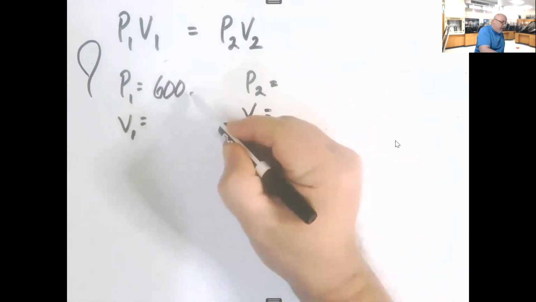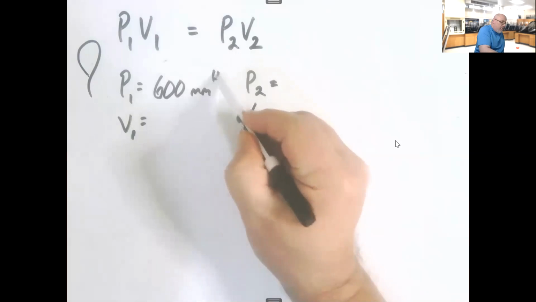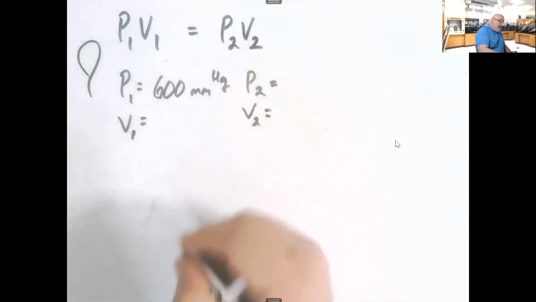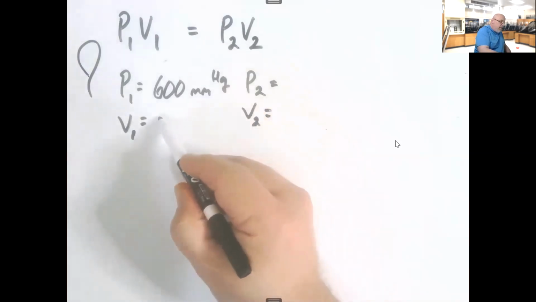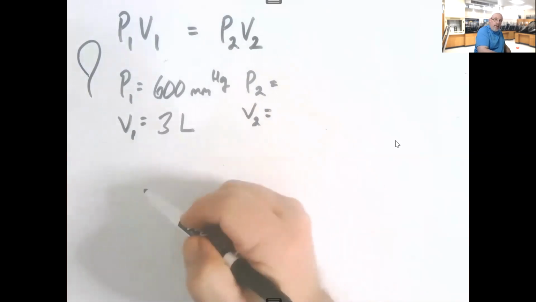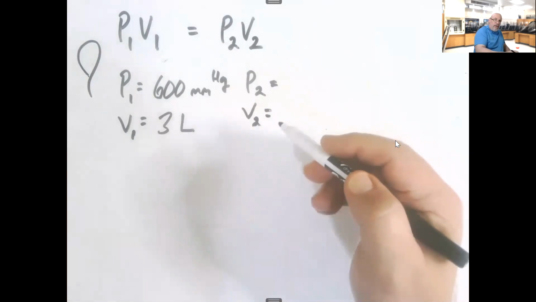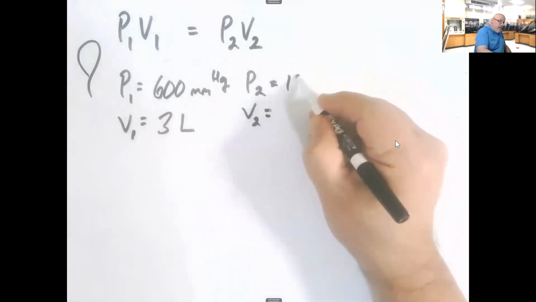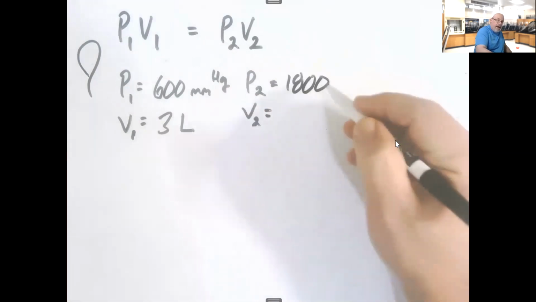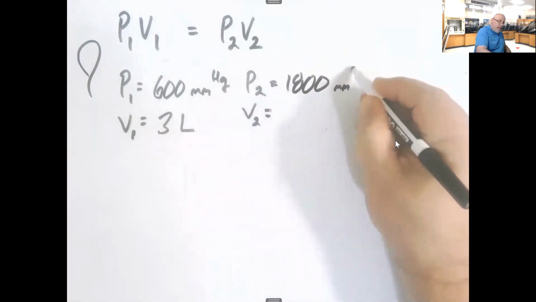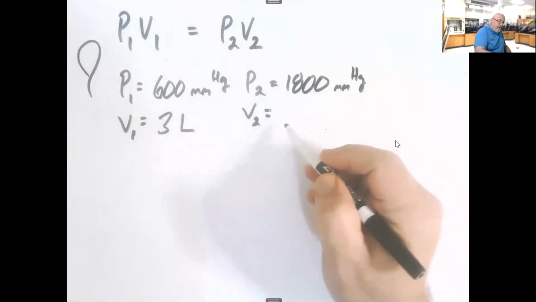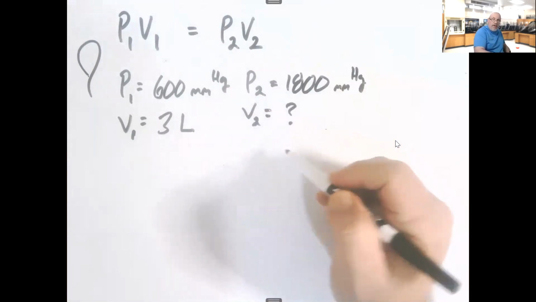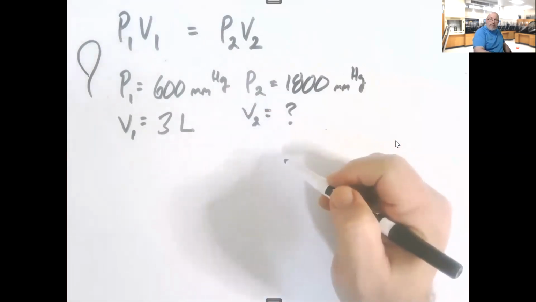We'll say it's in millimeters of mercury, and I'll go 600 millimeters of mercury. And the volume of the balloon will be 3 liters. And then at some unknown time in the future, the pressure in the balloon will increase. It'll be 1,800 millimeters of mercury. And, well, the volume is unknown. The question is, what will the volume be?